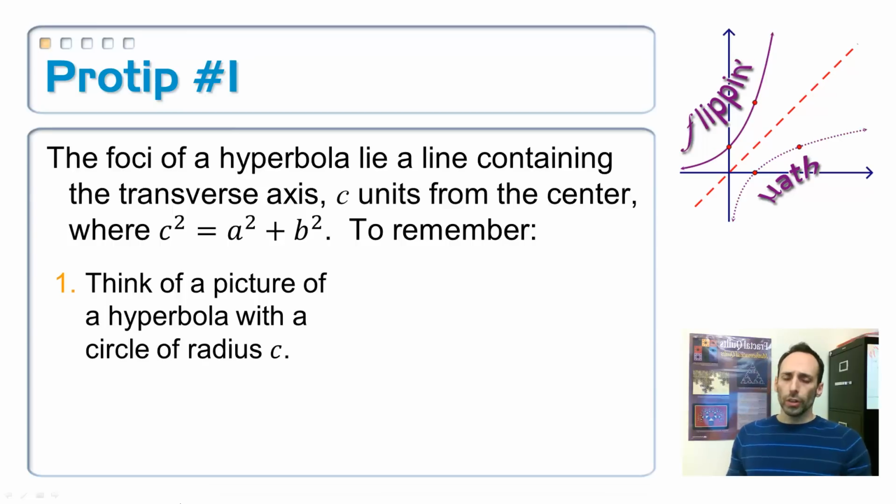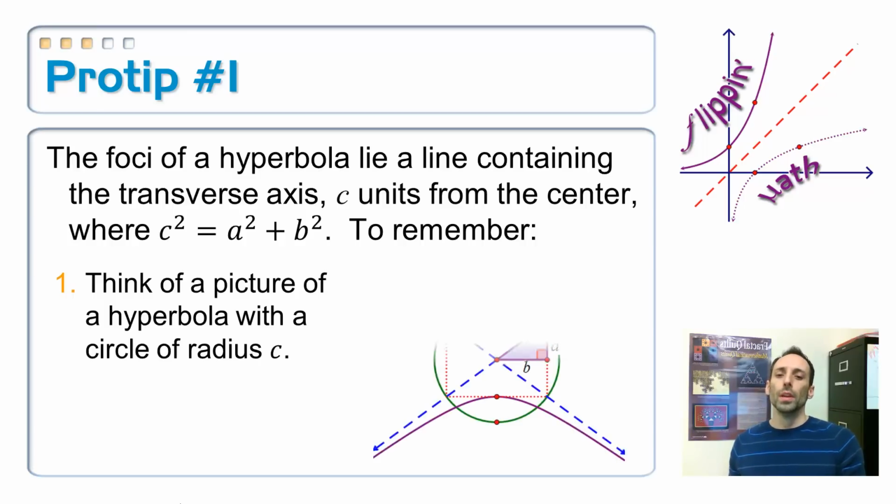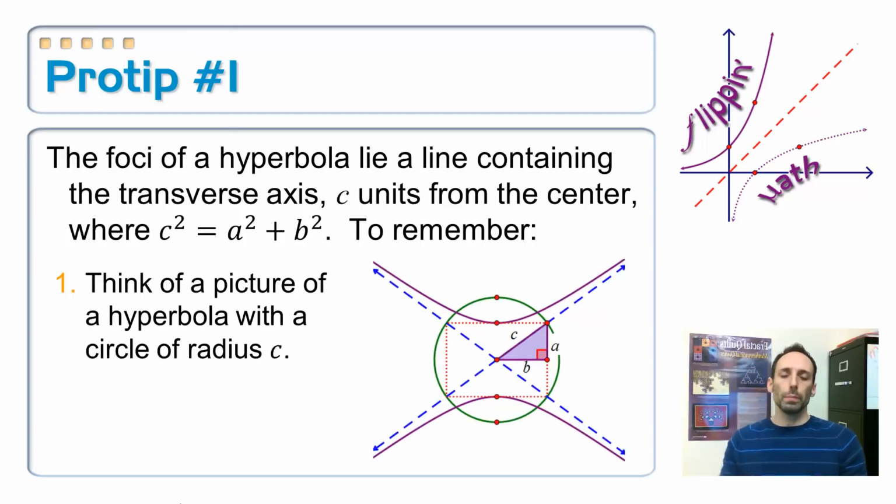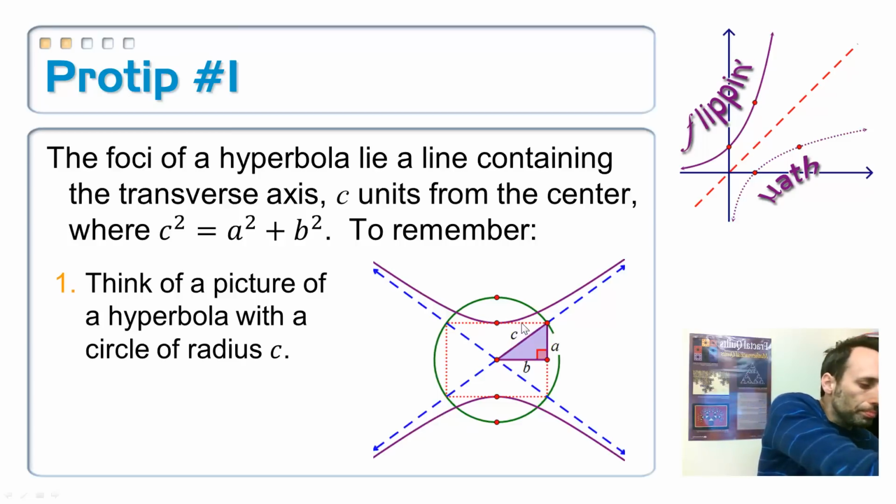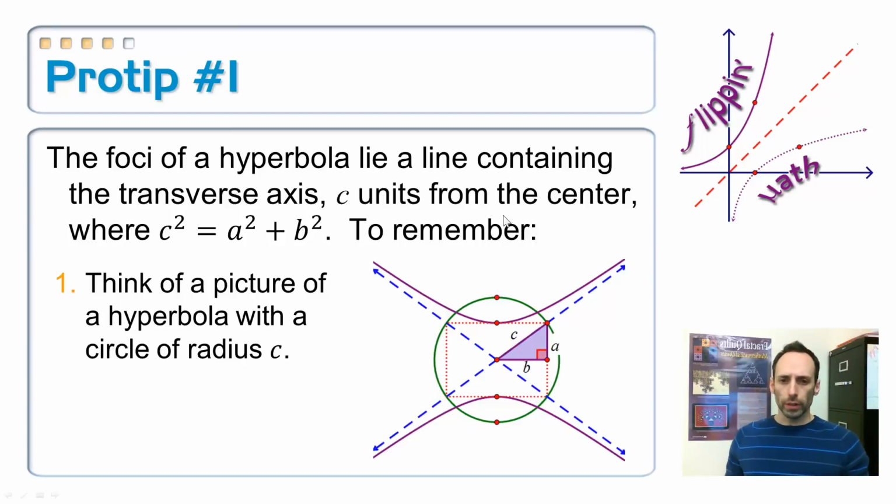Okay. So here's a couple of pro tips about this, and that's this one uses the regular Pythagorean theorem. So here's a couple of ways to help you remember that. First of all, you just think of a picture of a hyperbola with half of the transverse axis and half of the conjugate axis, and then the length of the hypotenuse is c, which is half of the focal length.